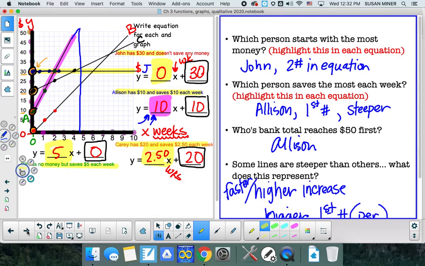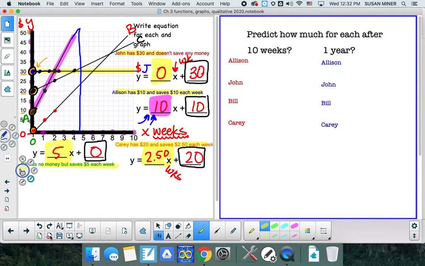All right, so let's go ahead and ask some more questions. Let's make some predictions. Predict how much money after each. Okay, so now we're going to use our equations to make predictions for the future. Our graph goes up to 10 weeks. We want to know how much savings will we have after 10 weeks.